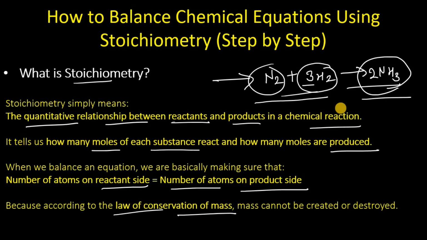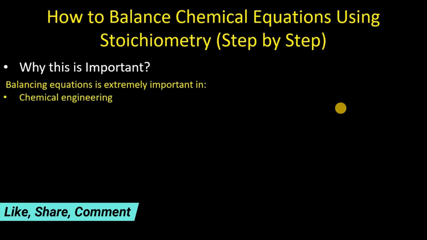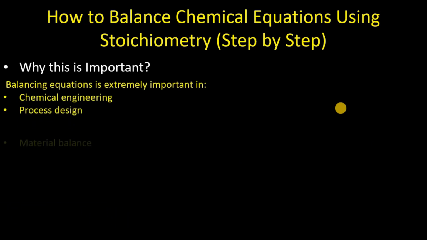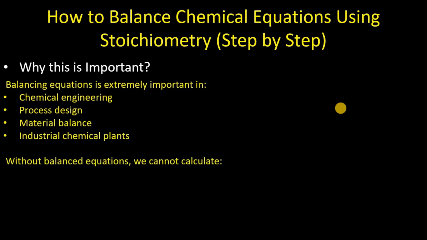Now let's see why stoichiometry is important and why balancing a chemical equation is important, okay. Balancing a chemical equation is very important whether you are in chemical engineering, process design, doing material balance, preparing heat and material balance, or working in industrial chemical plants. For example, suppose you are involved in the manufacturing of ammonia, urea, or vinyl chloride. Without a balanced equation, we cannot calculate the raw material consumption. So this is very important.